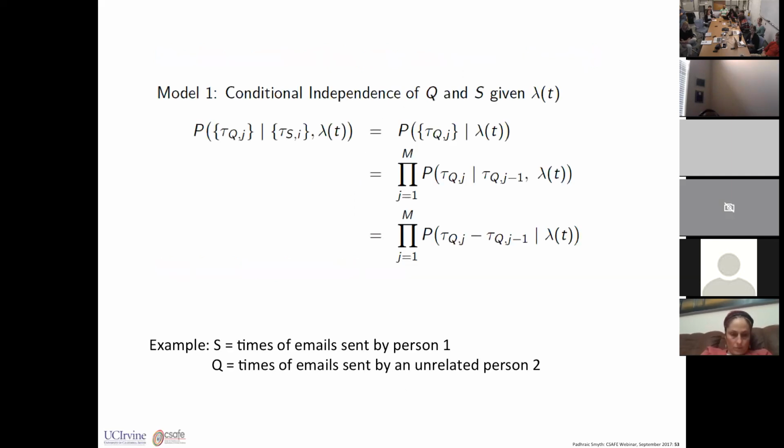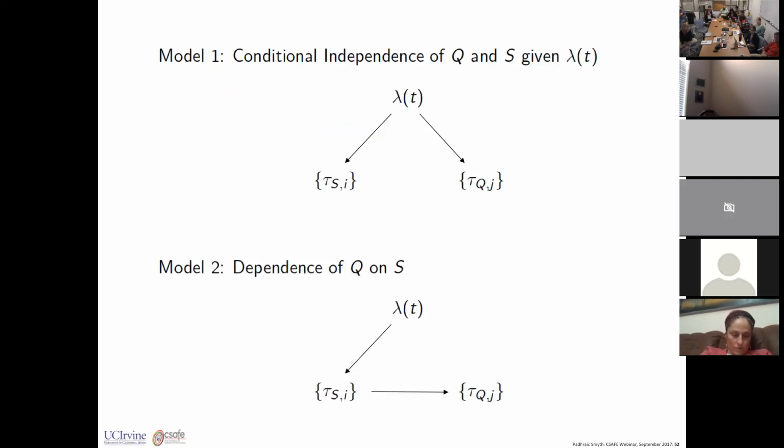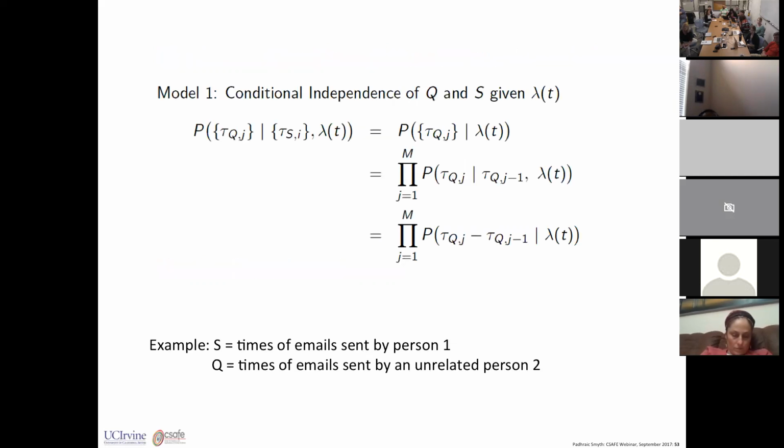So if we look at this in terms of equations, this conditional probability for the Q times given S and lambda, if it's conditionally independent, if it's the model on the top, then Q doesn't depend on S at all. It only depends on lambda.